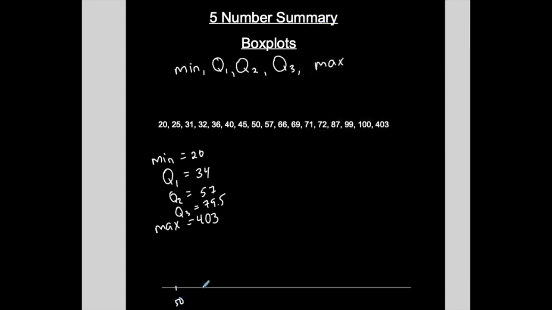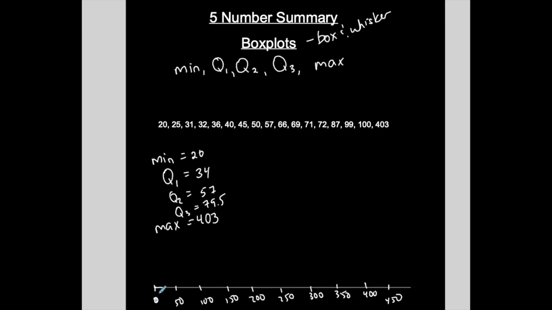So 50, 100, 150, 200, 250, 300, 350, and 400. So I'm starting at 0 here, and then it'll keep going from there. So this is my scale. A box plot is also known as a box and whisker graph, or box and whisker plot, because it has a box and it has what looks like whiskers.